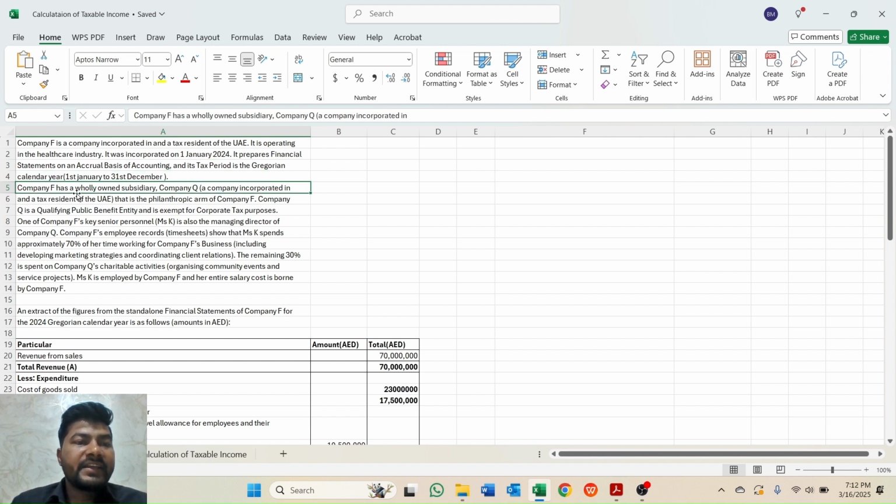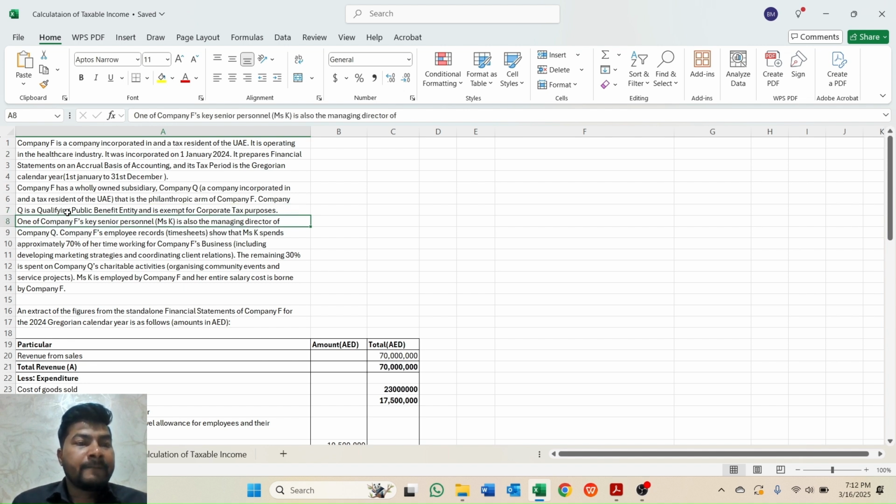Also, Company F has a wholly owned subsidiary, Company Q, which is a qualifying public benefit entity. Please keep this in mind: Company Q is a qualifying public benefit entity and exempt for corporate tax purposes.